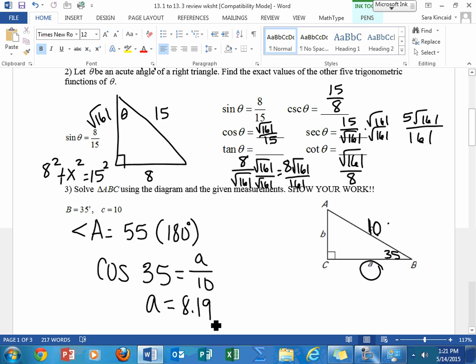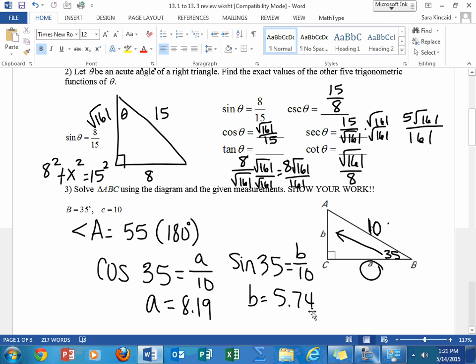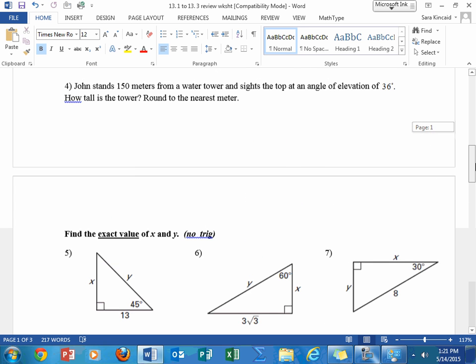And then the same sort of thing happens with B, but B is opposite my 35, so I might set up the fact that sine of 35 equals opposite over hypotenuse. And then for that B value, I got 5.74. So using those sine and cosine ratios to help find missing sides, that's another big part of what we need to do. Number 4 is a sine, cosine, tangent problem again, but without a picture, so you need to draw one.